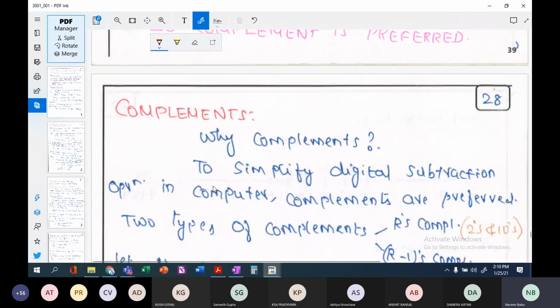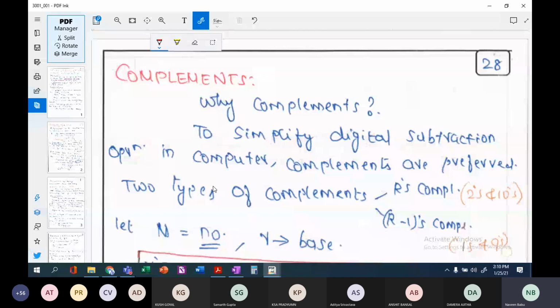But the immediate question arises: why do you want to have a complement number system? Again, we are going to slightly repeat what we have been seeing so far. What is the need for complement? As we have been repeatedly saying, whenever you are performing subtraction, computers always prefer the subtraction to be done by addition. So that is why these complement methods are most preferred, especially for computers.